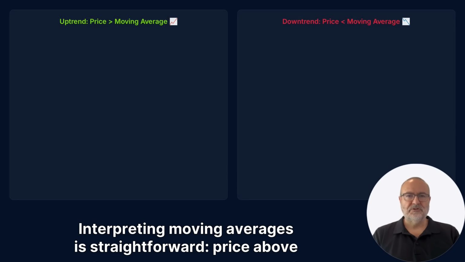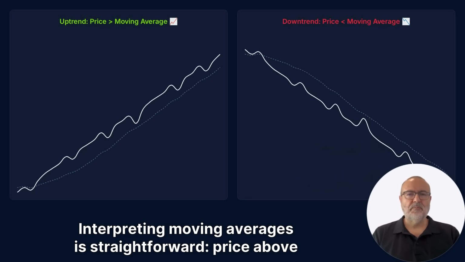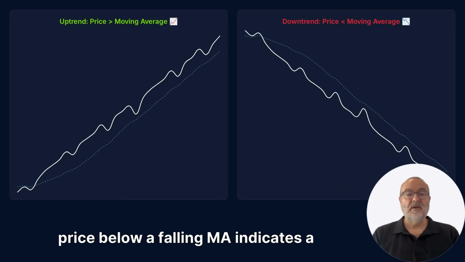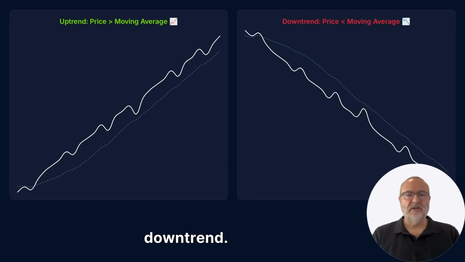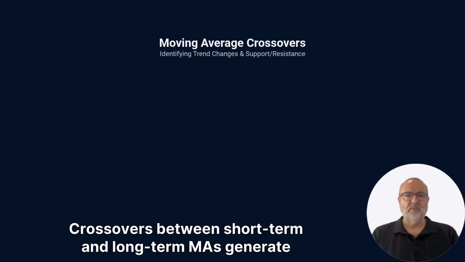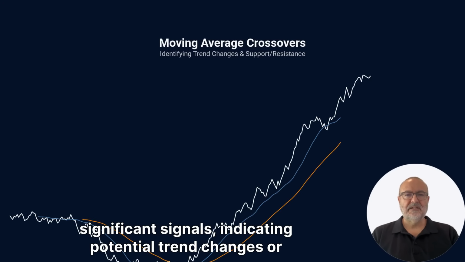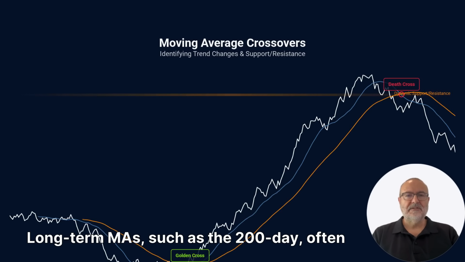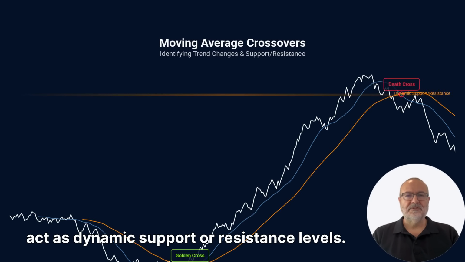Interpreting moving averages is straightforward. Price above a rising MA suggests an uptrend, while price below a falling MA indicates a downtrend. Crossovers between short-term and long-term MAs generate significant signals, indicating potential trend changes or continuations. Long-term MAs, such as the 200-day, often act as dynamic support or resistance levels.